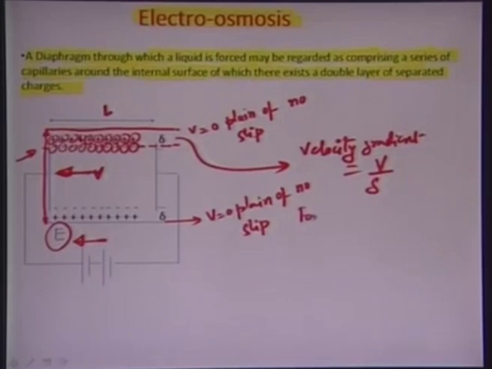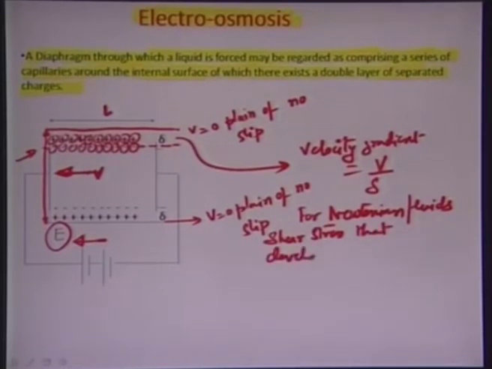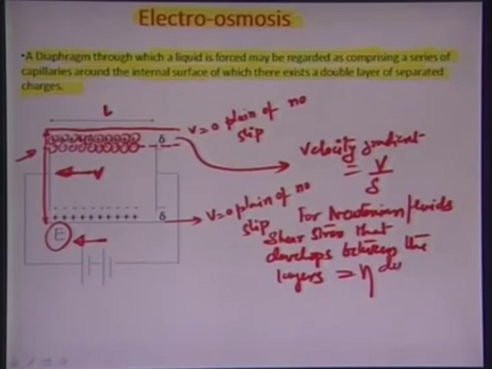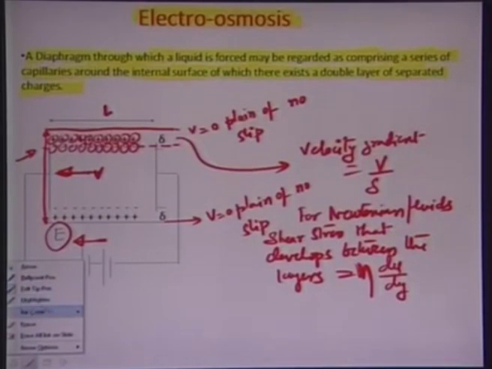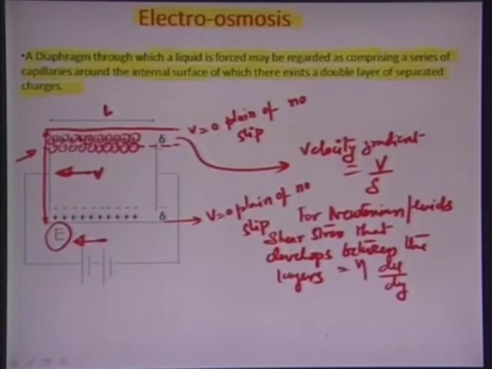Now we know for Newtonian fluids, the shear stress which develops between the different layers is proportional to the velocity gradient du by dy in this case. And the constant of proportionality there is none other than the viscosity of the medium, the eta. So that is what Newton's law states: viscosity times the velocity gradient.